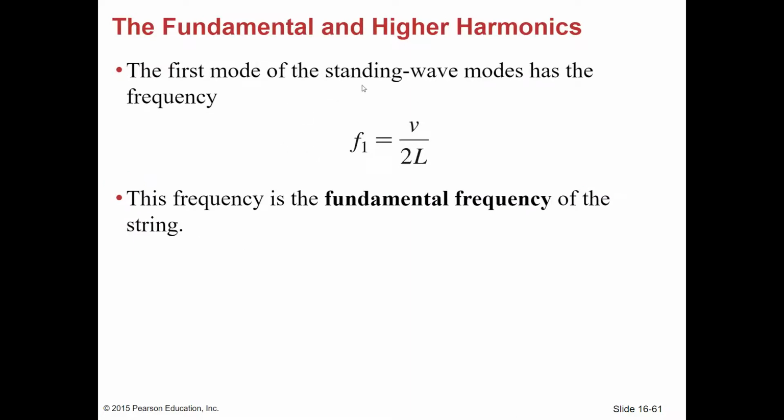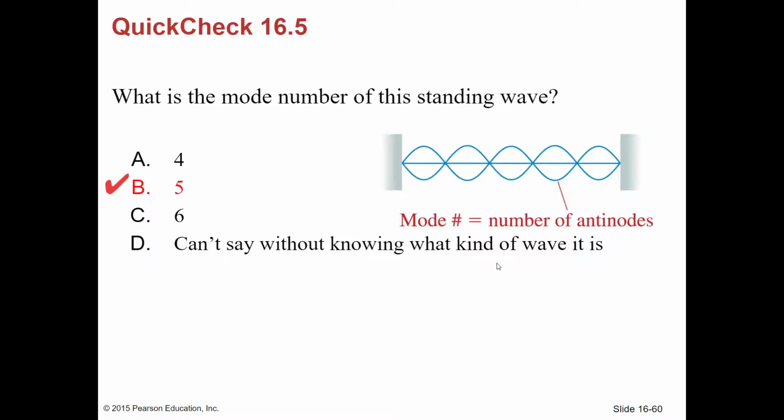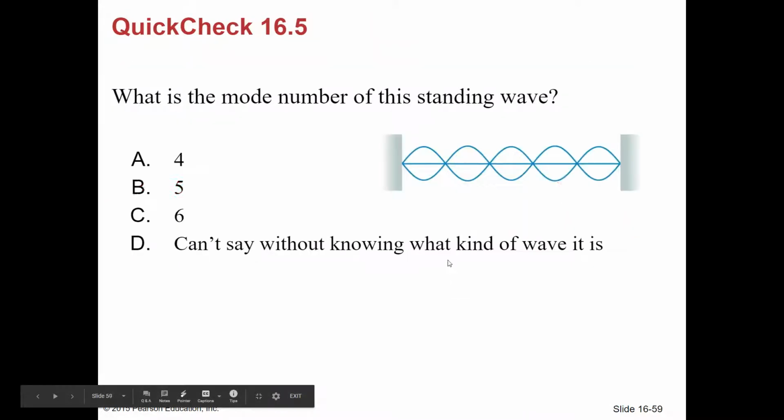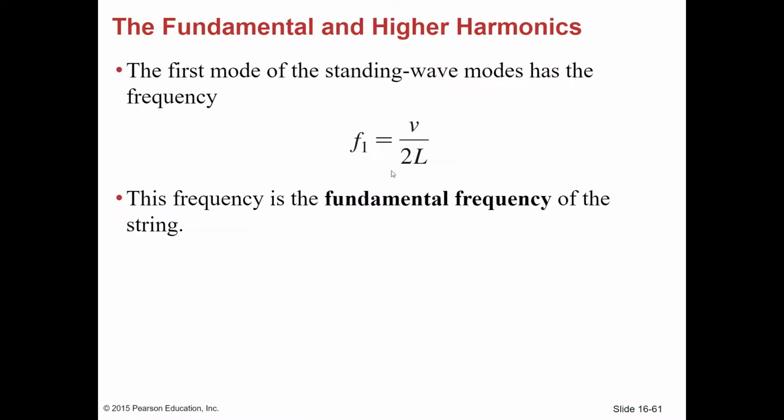Alright, so the first mode of the standing wave modes has the frequency of this. This is the fundamental frequency of the string. This is the lowest, the baseline frequency you can get, okay? So we have the speed of the wave in that material divided by the length that we're talking about equals that bottom frequency that everything else is going to be built off of. Because all of the other frequencies that can make another standing wave are all just multiples of that very first number we found.